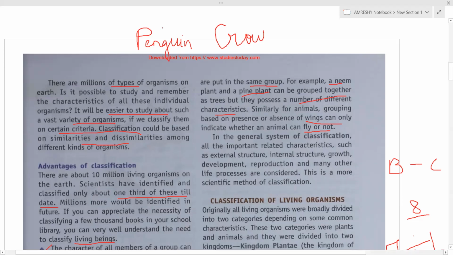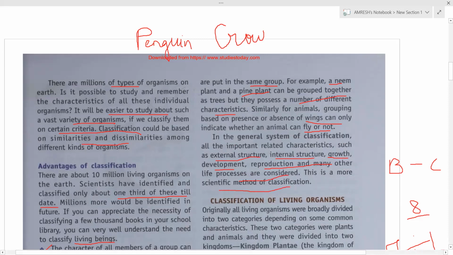So this basis of classification, on the basis of superficial characteristics that are seen or identified by humans, is known as artificial system of classification. In the general system of classification, all the important related characteristics such as external structure, internal structure, growth, development, reproduction, and many other life processes are considered. This is a more scientific method of classification.